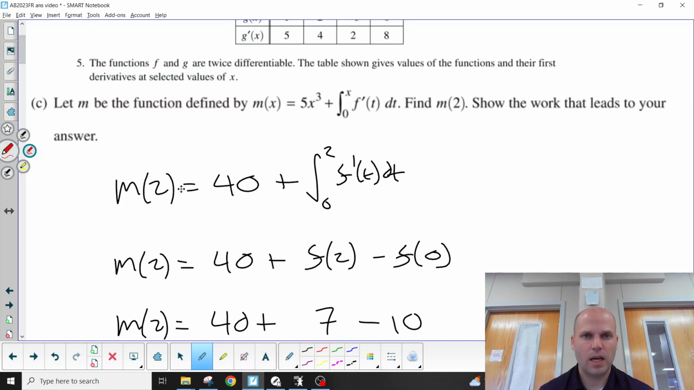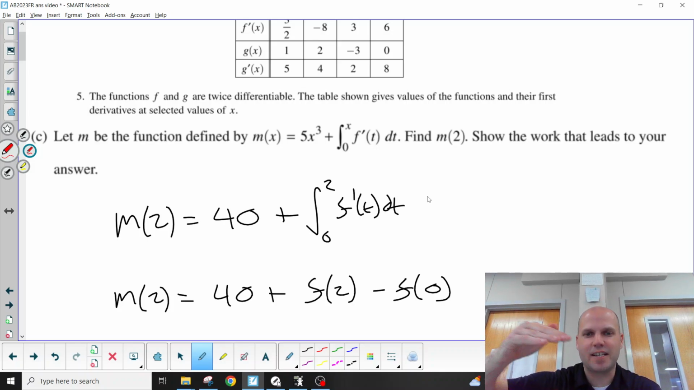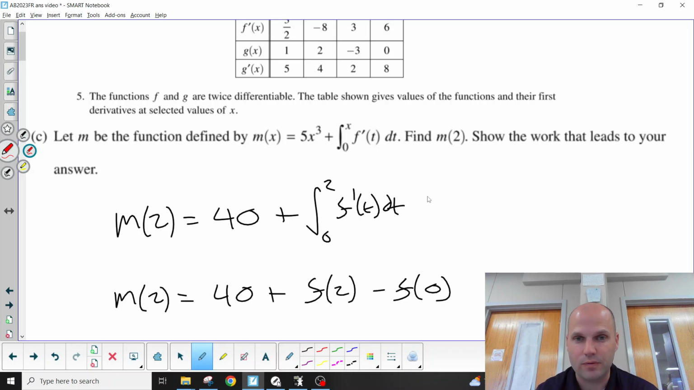Find m of 2. I'm just plugging in 2 in for x. I get 8 times 5, which is 40. I have an integral from 0 to 2 of f prime. What do I tell my students? Whenever you can't plug an integral into a calculator, you got to take the antiderivative. Or you can see the area. All right, so I have to take the antiderivative.